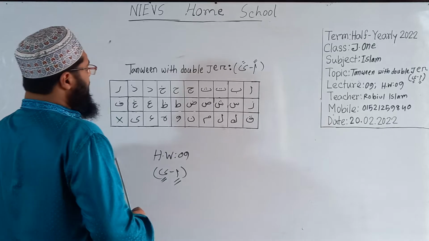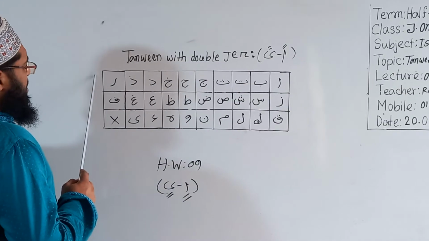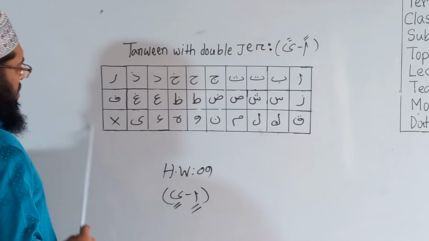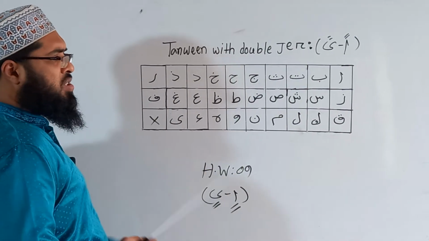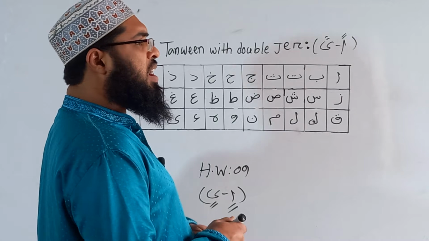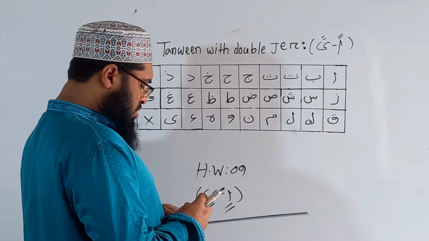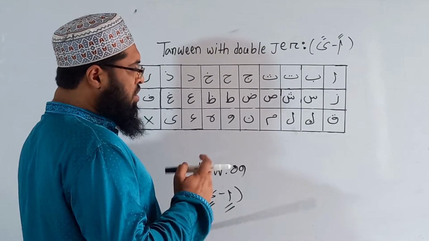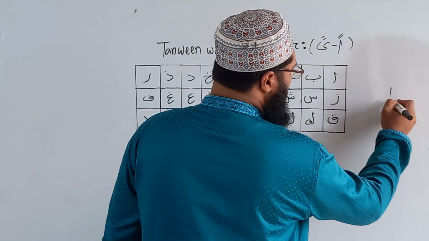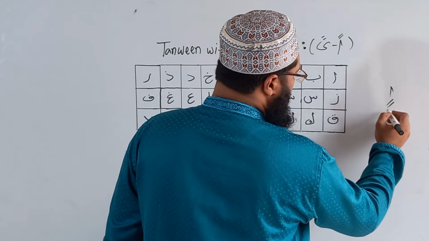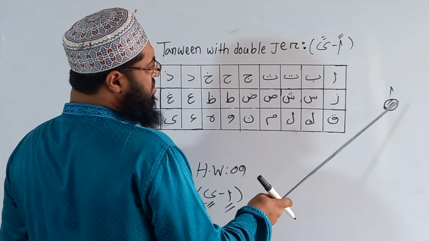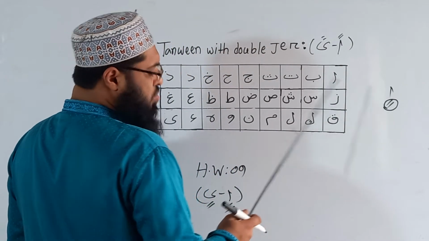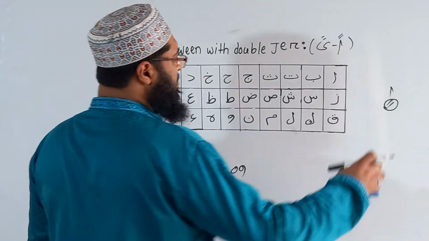My dear students, here I have written 29 Arabic alphabets or letters. Today we learn Tanween with double Zer. In our previous class we have learned that double Jabr, double Zer and double Pesh are called Tanween. Today we will learn Tanween with double Zer. This one is called double Zer. So my dear students, let's start.